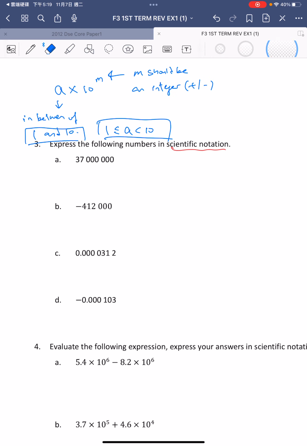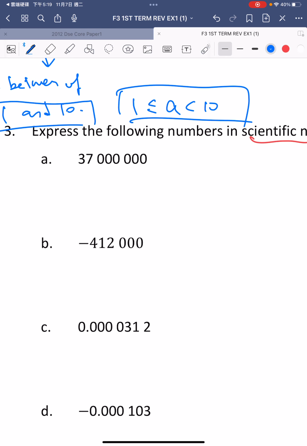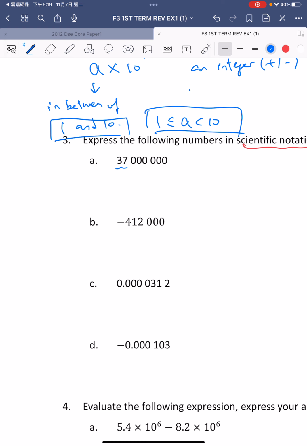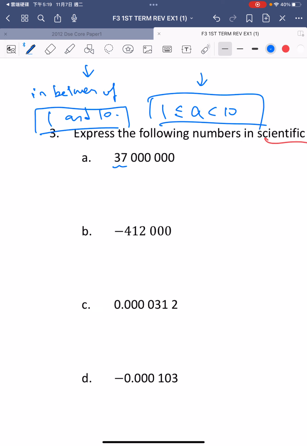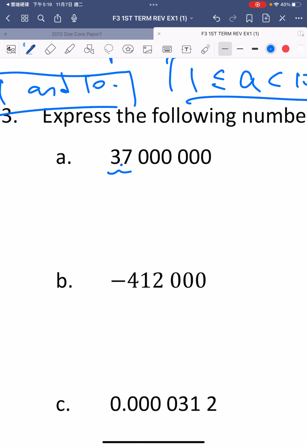If it is positive, it means that it's a large number. If it's negative, it means that it's a decimal. Okay, so now we have this number that is very large. First of all, we find out the significant figures. It's actually 3 and 7, but we can't write it as 37 because we want a to be in between 1 and 10. So what we can do is just put the dot here, which means that it is equal to 3.7 times 10 to the power of something.